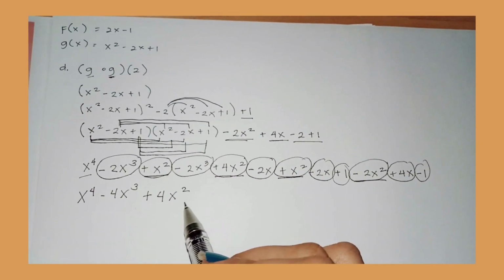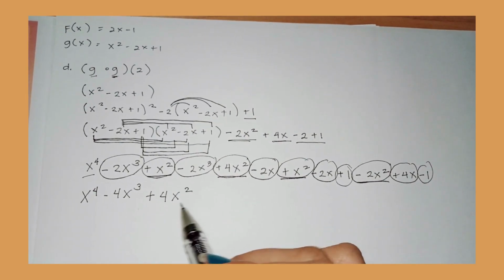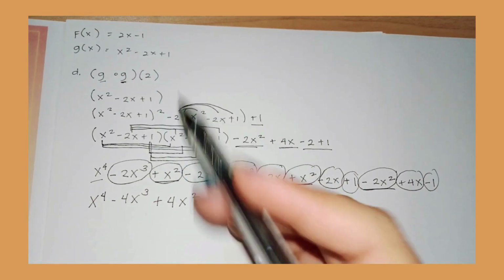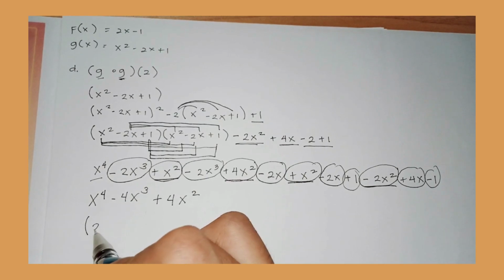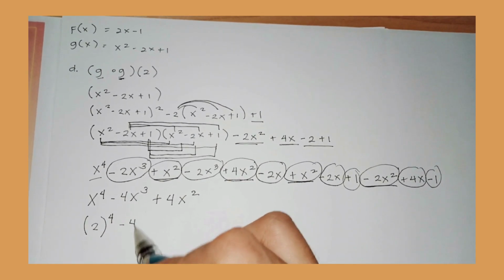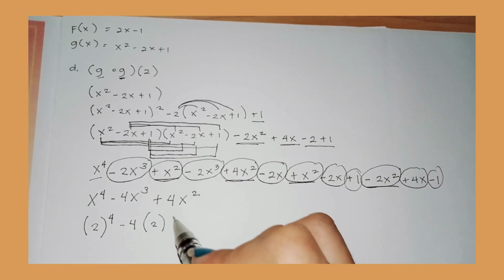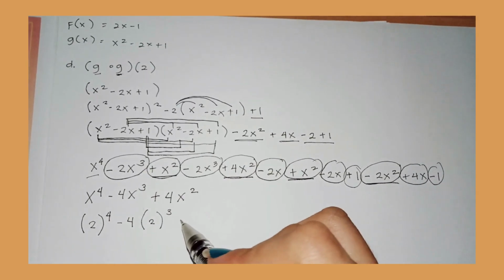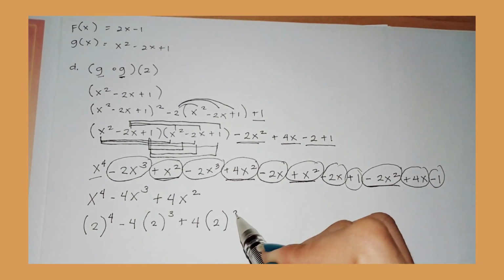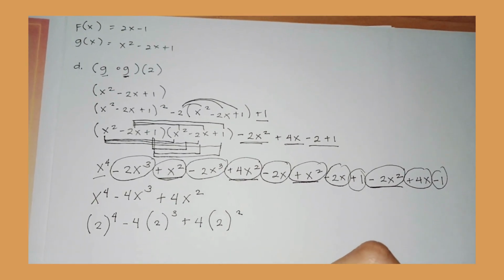Ngayon, hindi pa ito yung final answer natin. Yung lahat ng x dito, kailangan palitan ng 2. Yung x, palitan ng 2. Copy raised to 4. Then, negative 4. Yung x, papalitan ng 2. Copy raised to 3. Then, plus 4. Yung x, papalitan ng 2. Raised to 2. Simplify natin.